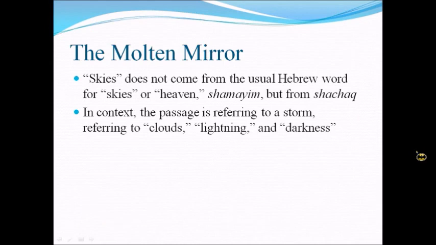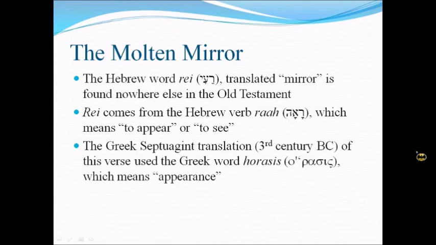The molten mirror. Skies does not come from the usual Hebrew word for skies or heaven, shamayim, but from shachaq. In context, the passage is referring to a storm, referring to clouds, lightning, and darkness. Next slide.